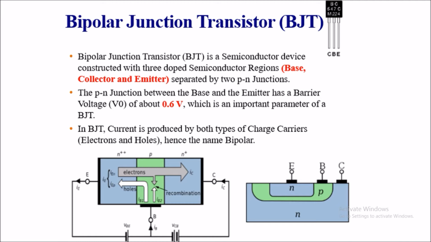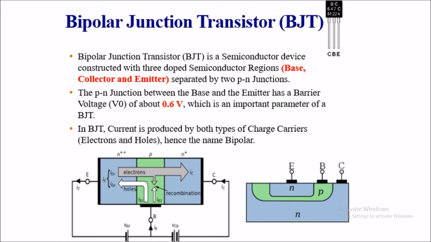The p-n junction between the base and the emitter has a barrier voltage V0 of about 0.6 volts, which is an important parameter of a BJT. So the BJT is like connecting two diodes together. Not exactly, because if we connect two diodes, we have four regions, but here we have three regions.